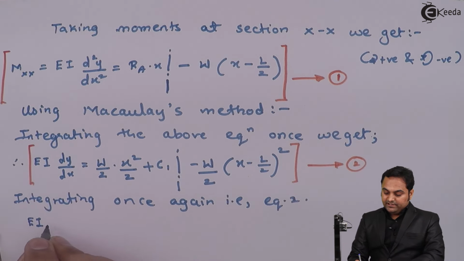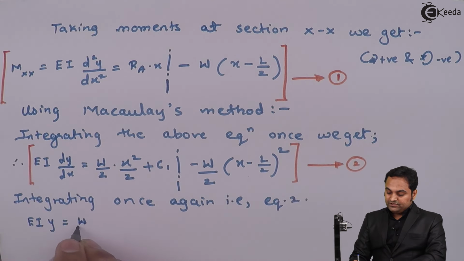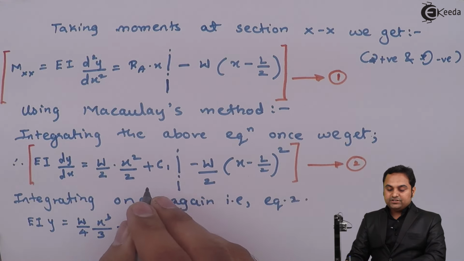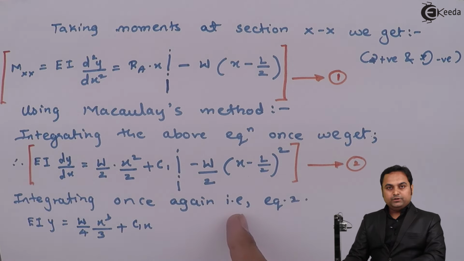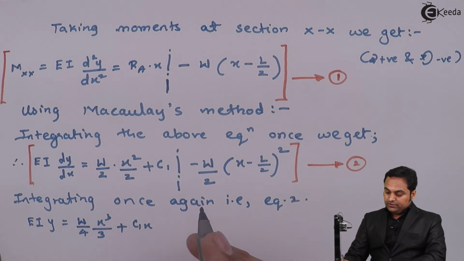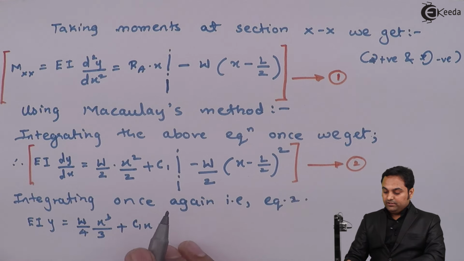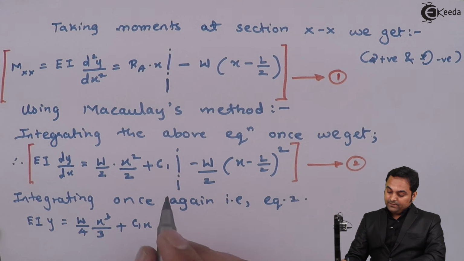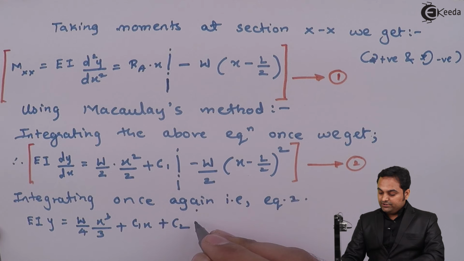dy by dx integration is y, this is W by 2 into 2, that is 4, integration of x square is x cube by 3 plus C1, integration is with respect to dx, so it will be C1 into x. As I am integrating twice, so here first we have integrated once, now we are integrating once again, so integration of C1 into x, then plus C2, because we have integrated twice, so two constants.